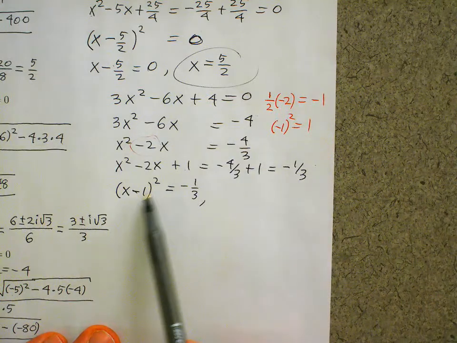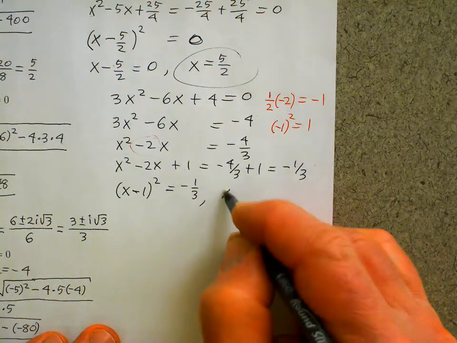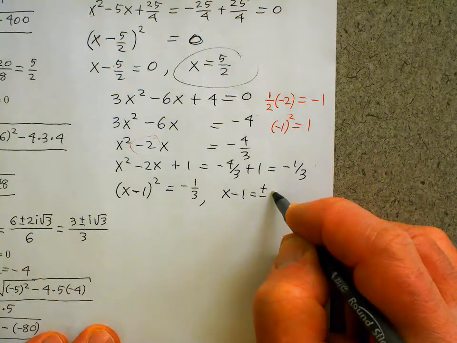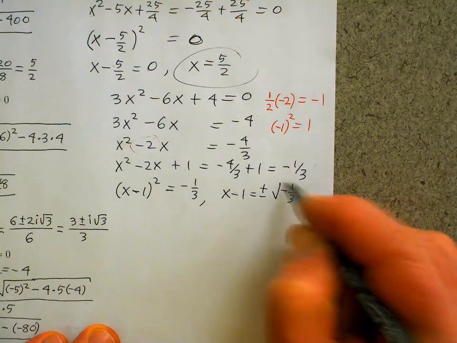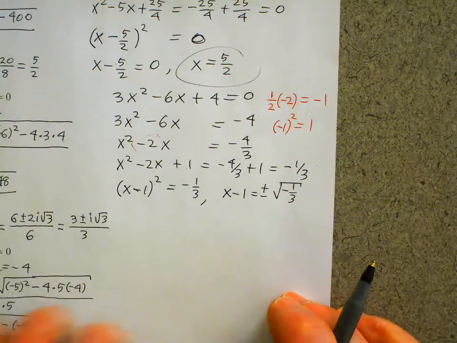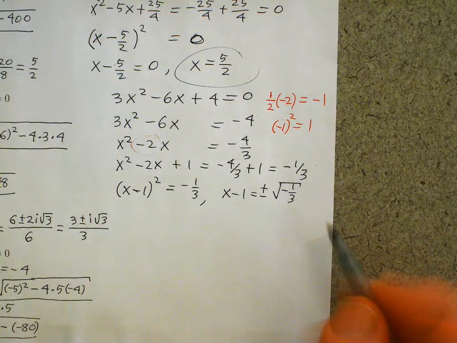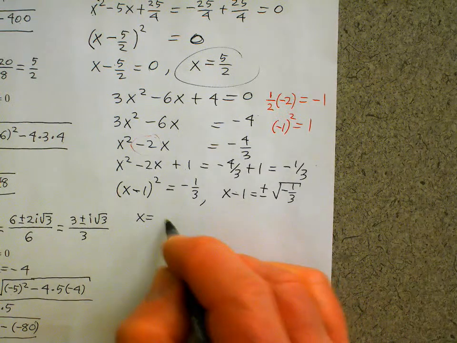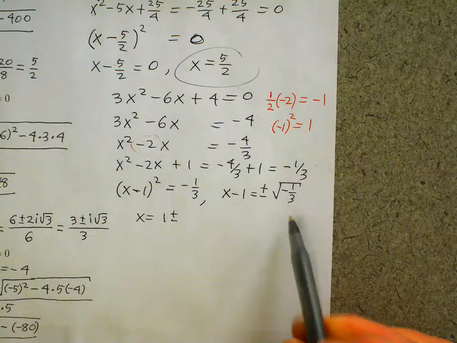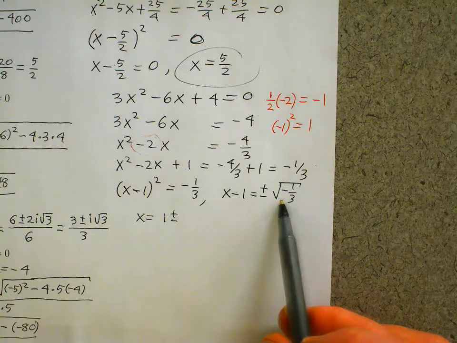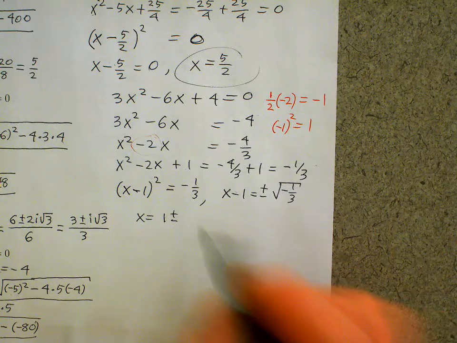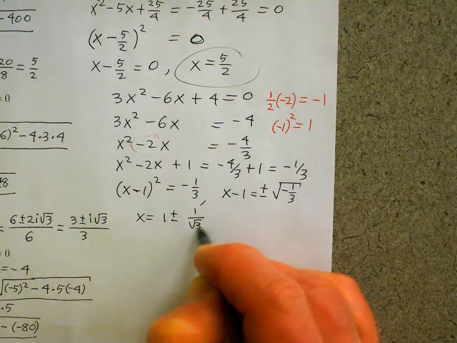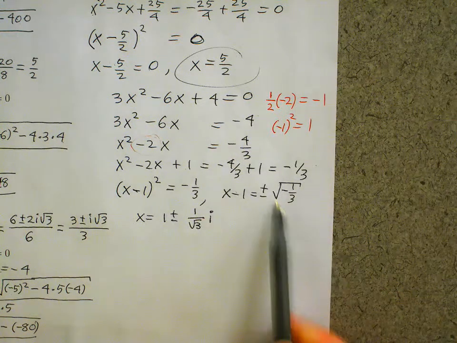Then we apply the square root property, and we get x minus 1 equals positive and negative square root of -1/3. So in the next step, I'll add 1 to both sides. So we get x equals 1 plus and minus the square root of -1/3. Well, the square root of 1 is 1, so I'll write it as 1 over the square root of 3 times i, because we're taking the square root of -1.